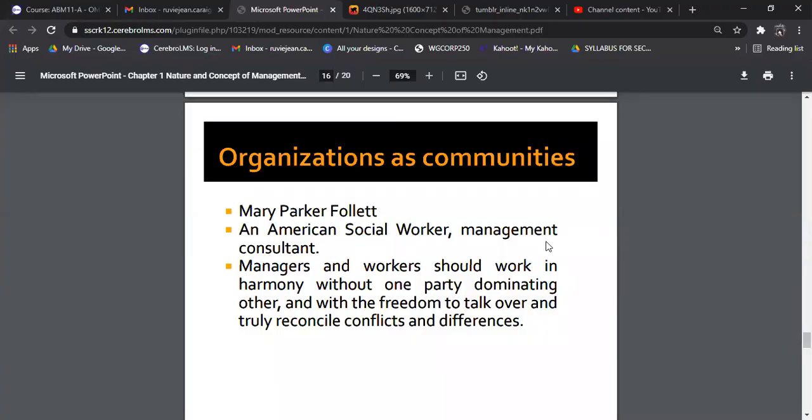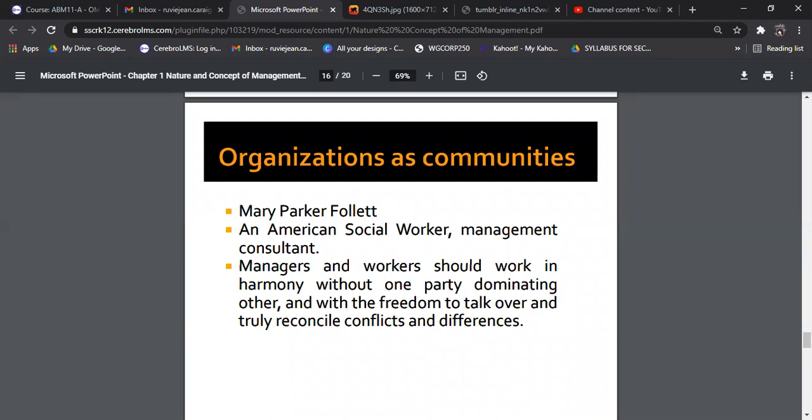Class, I actually believe that for a relationship to really work, kailangan one should be able to accept kung ano yung mali sa kanya, and then one should be able to improve this kung ano yung mali sa'yo. So I think this is how I understood the theory of Mary Parker Foley, yung should work in harmony without one party dominating the other.